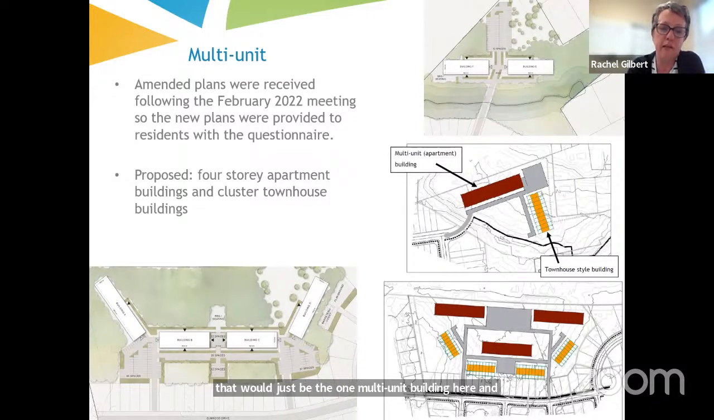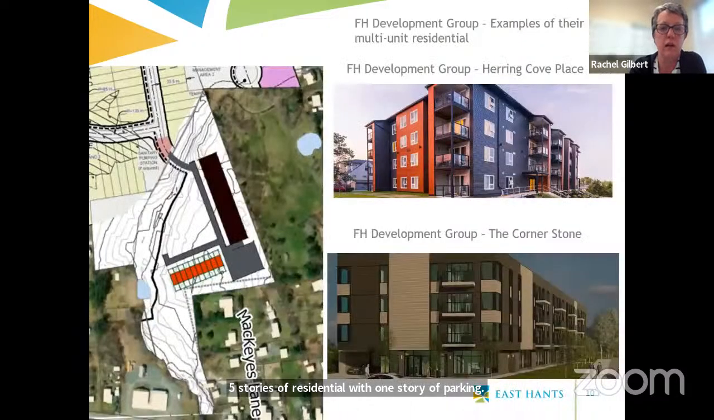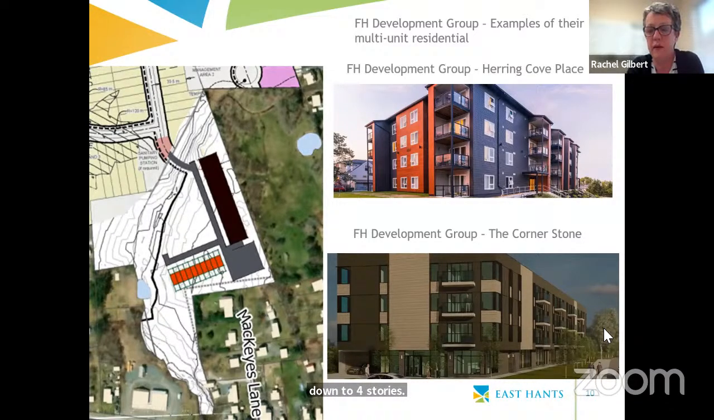And the maximum height of these would be 4 stories. At the last meeting, the buildings were proposed at 5 stories of residential with 1 story of parking, so a 6-story building, but now they've been dropped down to 4 stories. I've just included some images here of some FH development apartment buildings that are on their website, showing you the kind of style of buildings that they have been building.